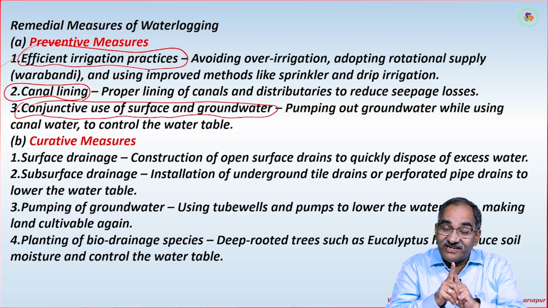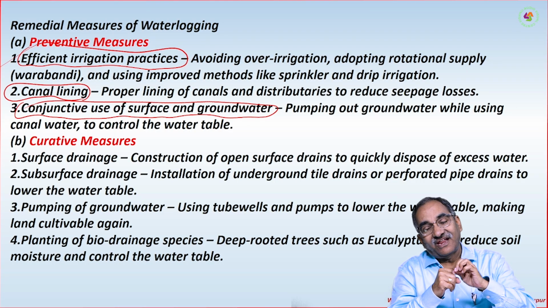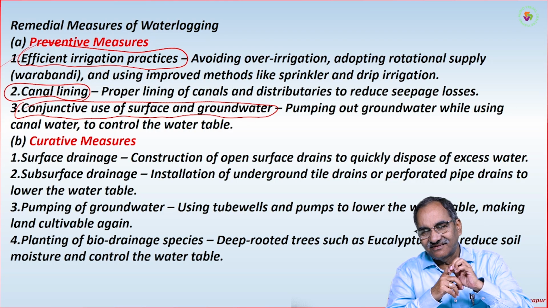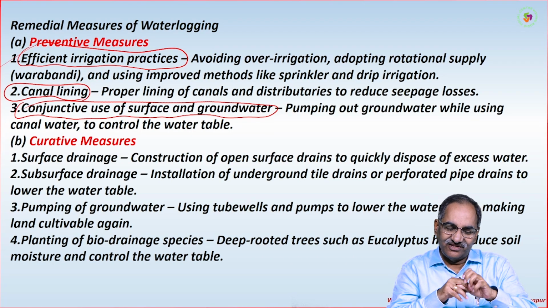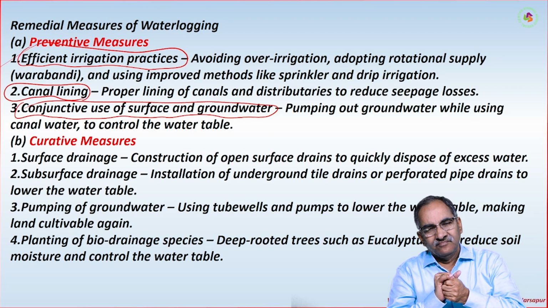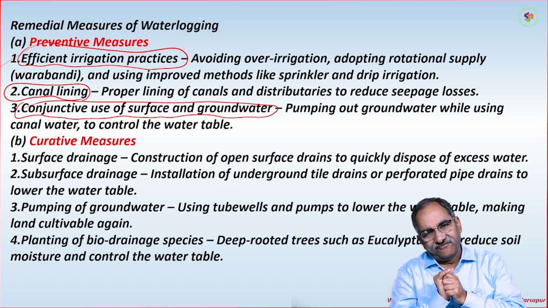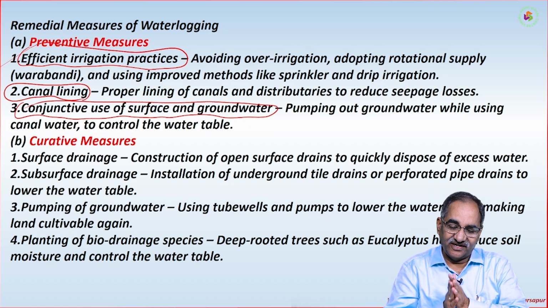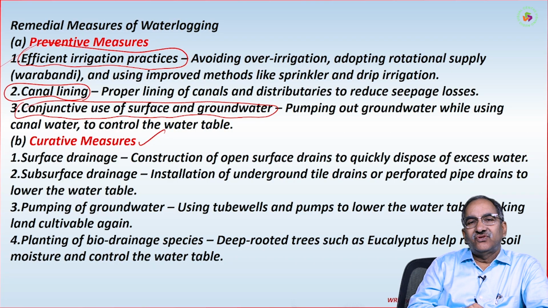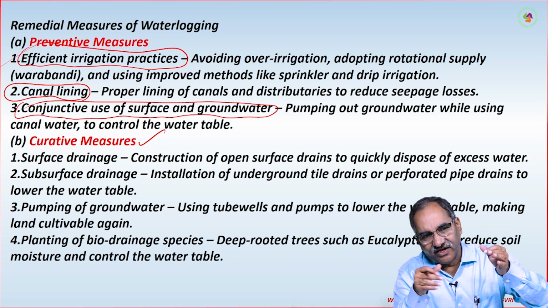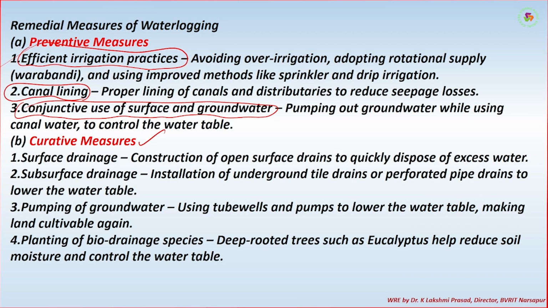So what are the preventive measures? Number one, go for efficient irrigation practices. Go for basically what we call as lining of canals. Go for basically conjunctive use, efficient use of surface and groundwater. Then what are the curative measures? Curative measures means, okay, waterlogging is a near possibility. What should be the things that you need to do?